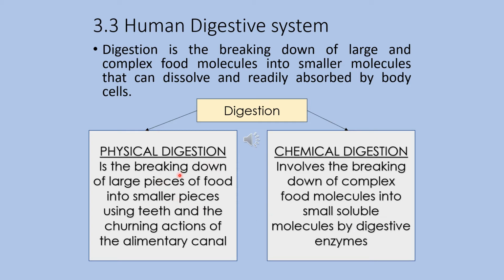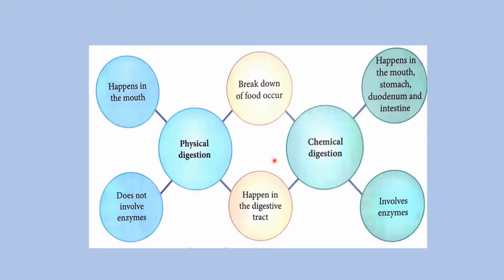Physical digestion is the breaking down of large pieces of food into smaller pieces using teeth and the churning actions of the alimentary canal. Chemical digestion involves the breaking down of complex food molecules into small soluble molecules by digestive enzymes. Now we look at the comparison, which means the similarities and the differences between physical digestion and chemical digestion.